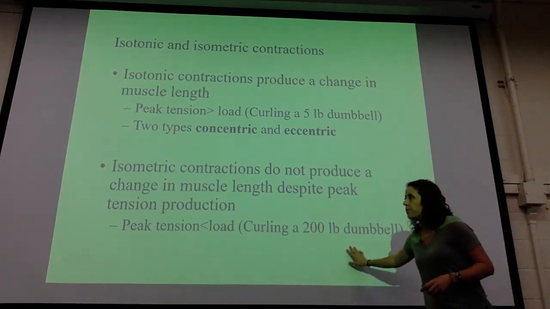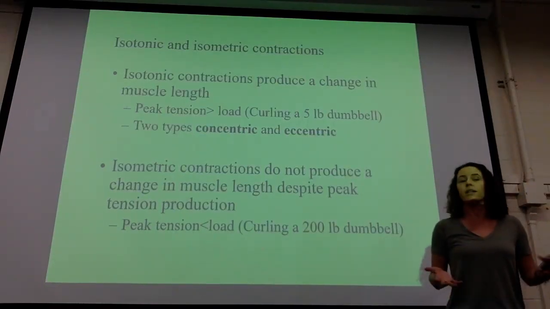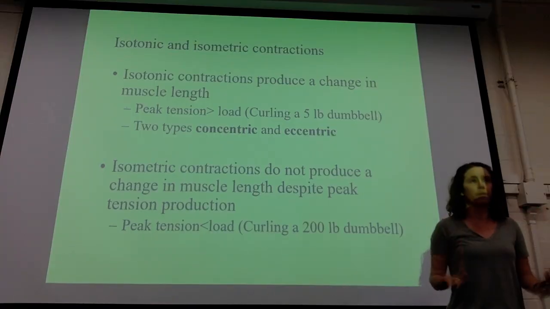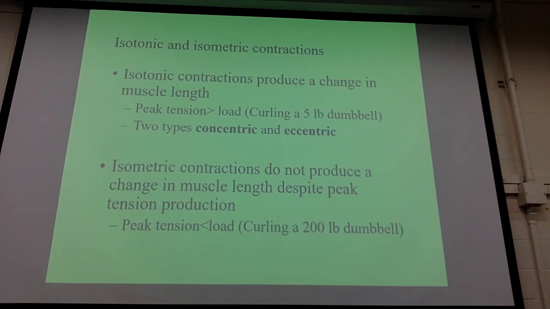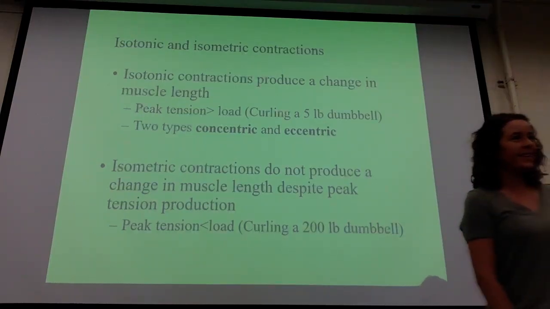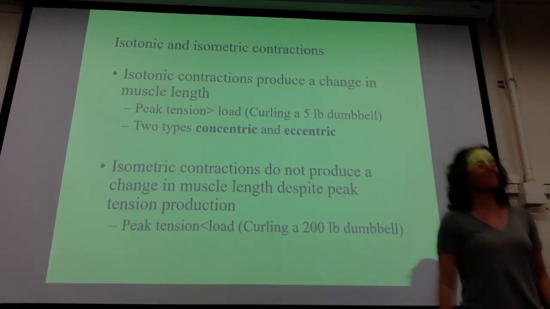Then we have isometric. An isometric contraction is when your muscles are definitely contracting, but you're not producing any movement. So if I were to come up here and try to pick up this table, and the table weighed 200 pounds, and I'm really trying to pull it, my muscles are definitely working. I can feel my muscles working, but nothing's moving. That's isometric. Another isometric example would be a plank. Yeah, plank is great.